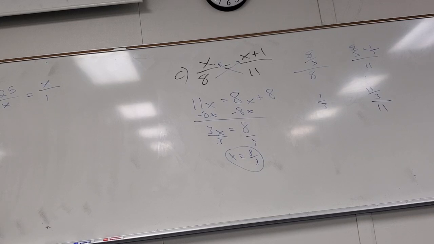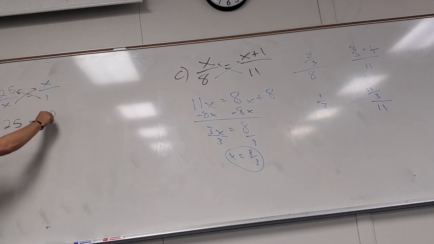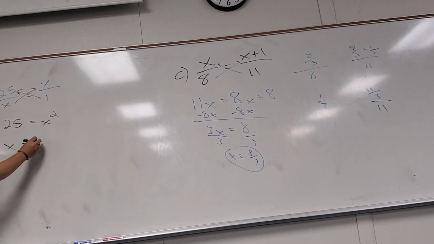So what'd you guys do? Cross multiply. Okay, that's crazy. 25 equals x squared. And then square root. Good. So what'd you get? x equals 5. Positive or negative. Good. I love it. Plus or minus 5. Right? Because what do you square to get 25? 5 or negative 5. So check it. 25 divided by 5 is 5 divided by 1. 25 divided by negative 5 is negative 5 divided by 1. Kick ass. All right.